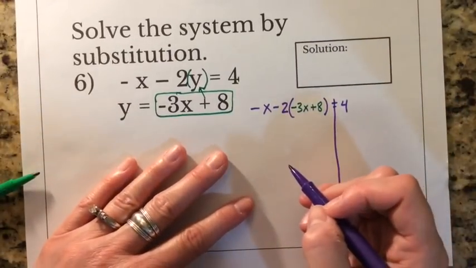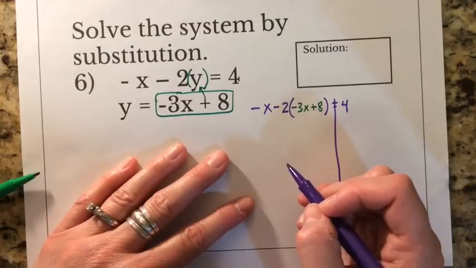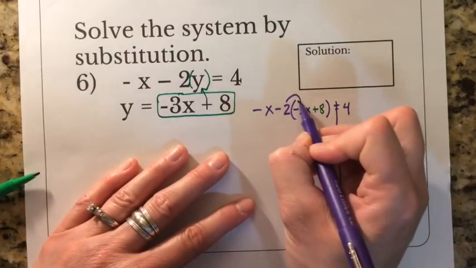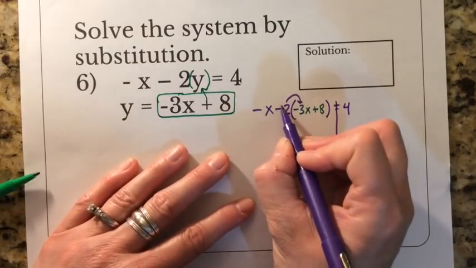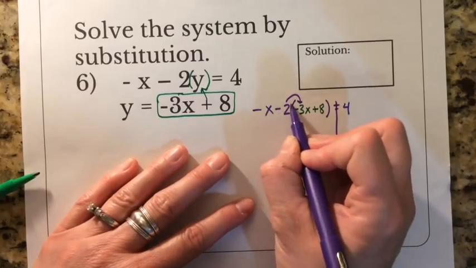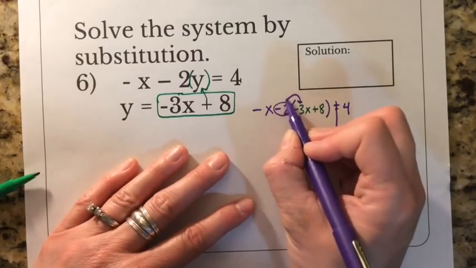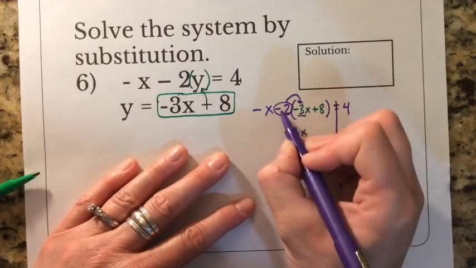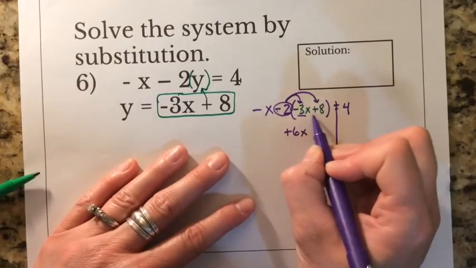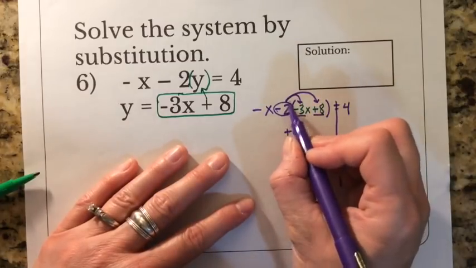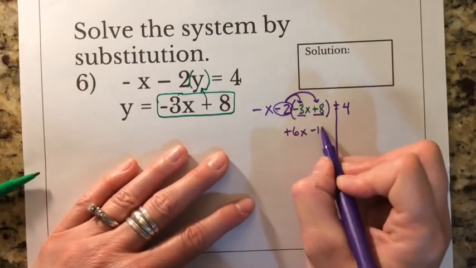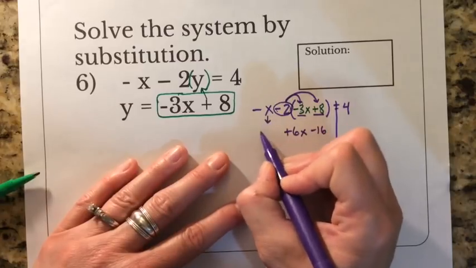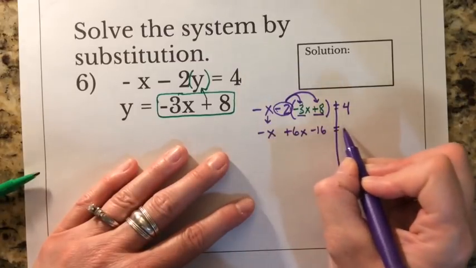Ooh, looks like we're going to have to distribute. Be careful though. This 2 that you'll be distributing, it's a -2. Do you see the negative in front? So don't forget the negative. -2 is being distributed. -2 times -3, positive 6x. -2 times positive 8, -16. And then we can bring down the minus x in front.